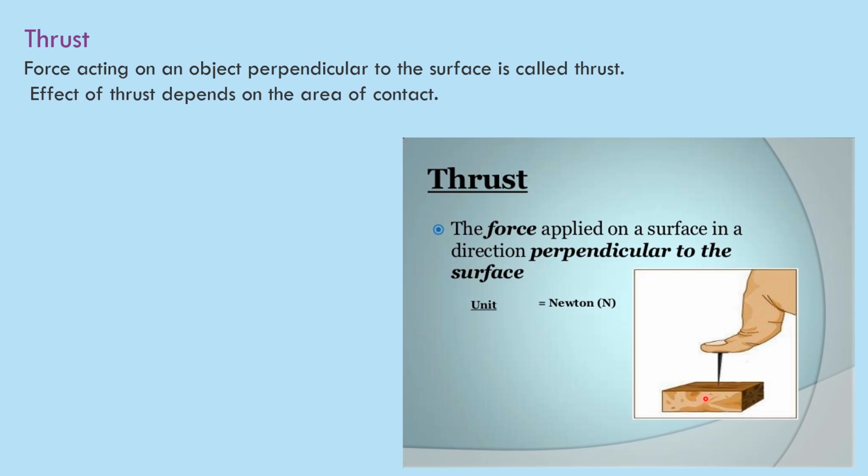Thrust depends upon the area of contact. If you are contacting a small area and applying a force perpendicular to the surface, then the thrust will be more. Therefore, lesser area means more thrust, and more area means less thrust. The SI unit of thrust is Newton.